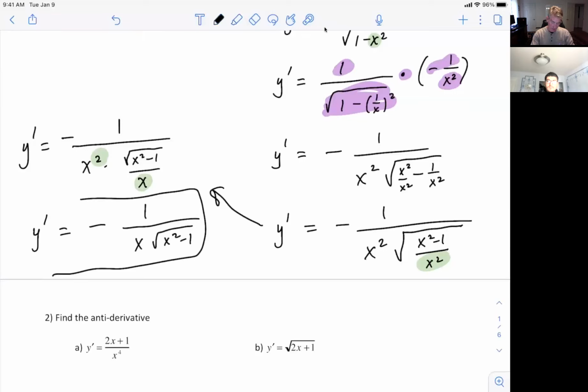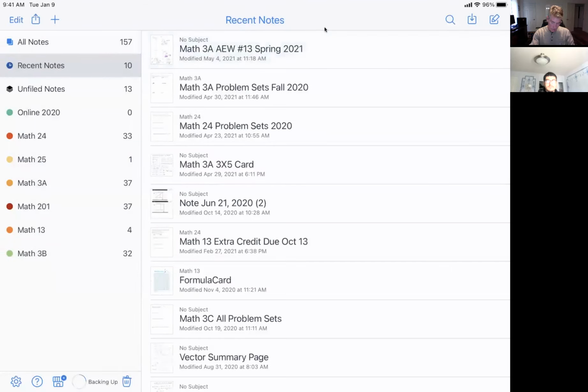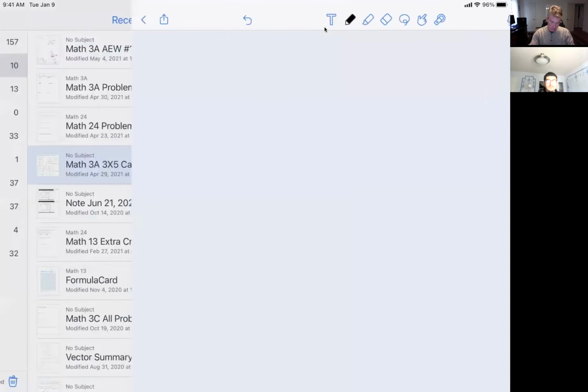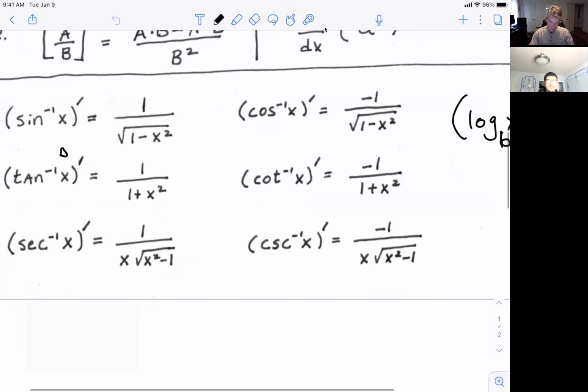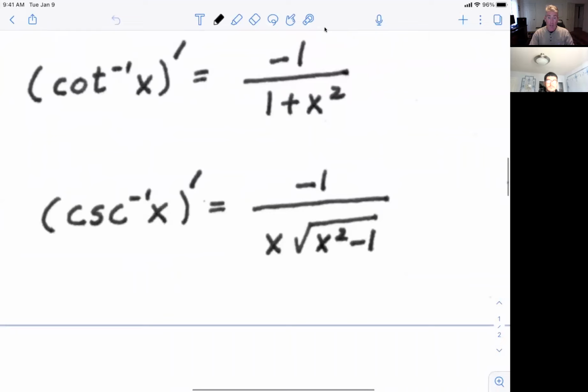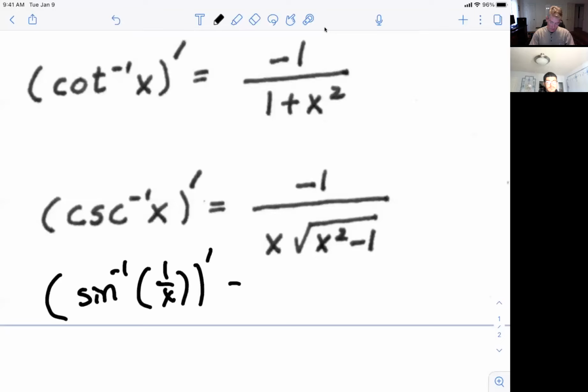And then that one's done. That one looks familiar, that answer. So it's got an x on the outside and then square root of x squared minus 1. No. It's actually that one. So actually we were taking the derivative of cosecant inverse, because that's the answer that we got. So we had sine inverse of 1 over x and take the derivative, and we got the same answer.